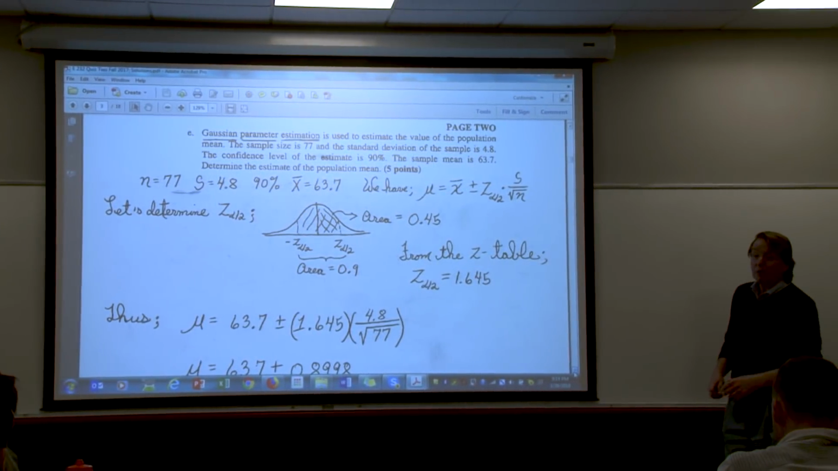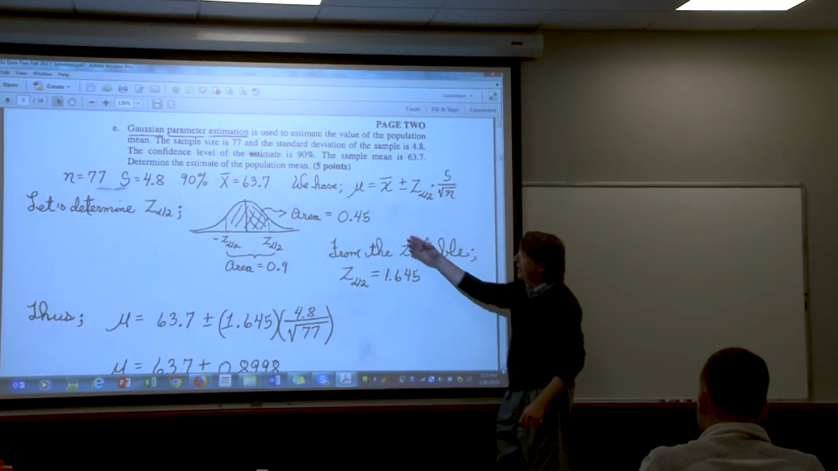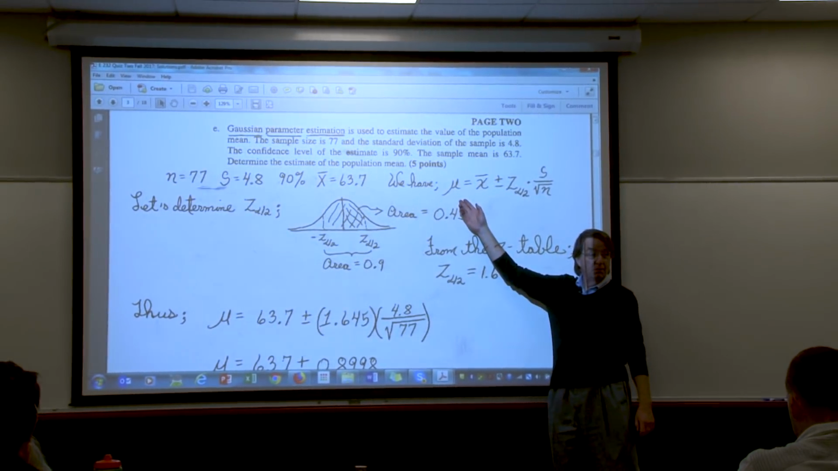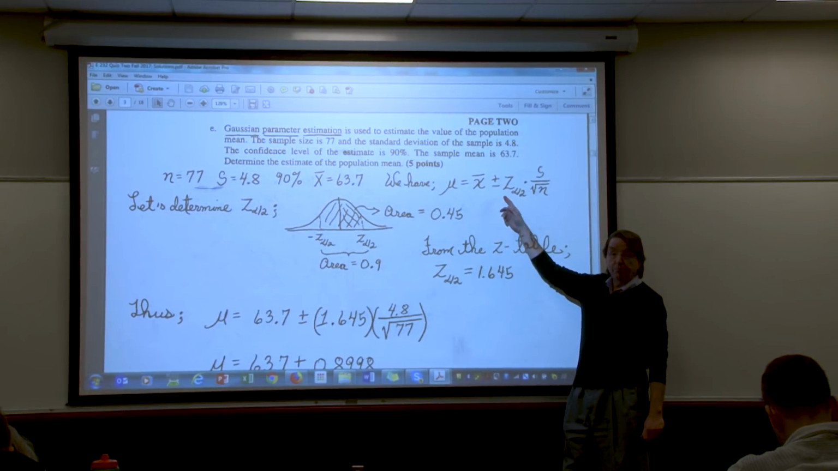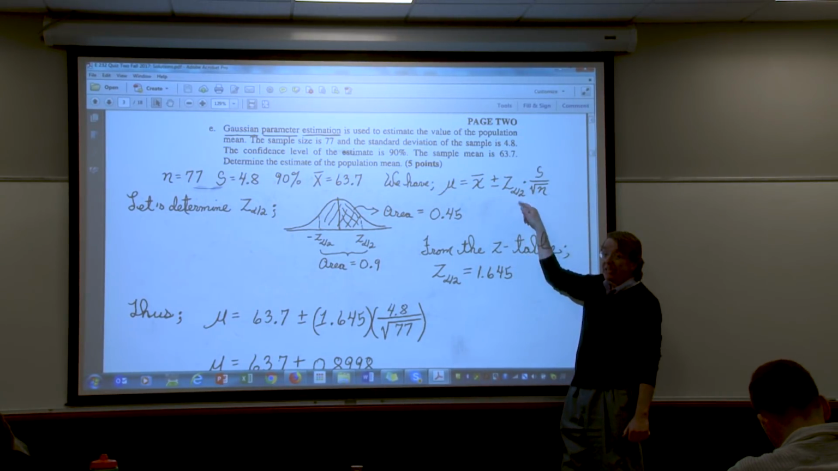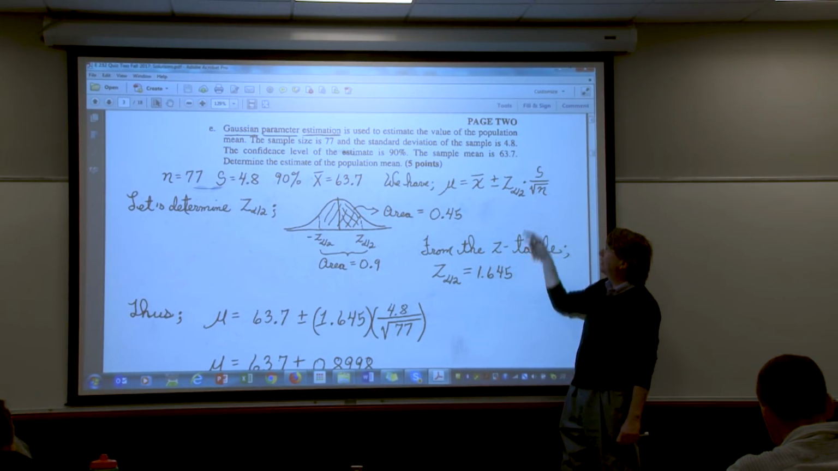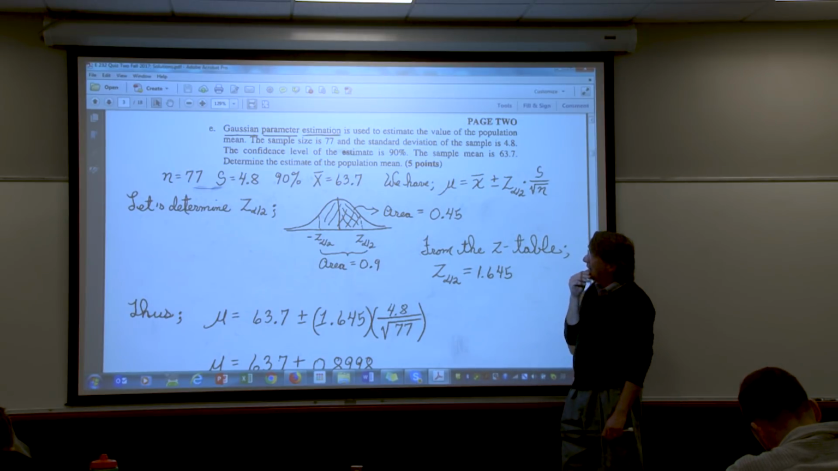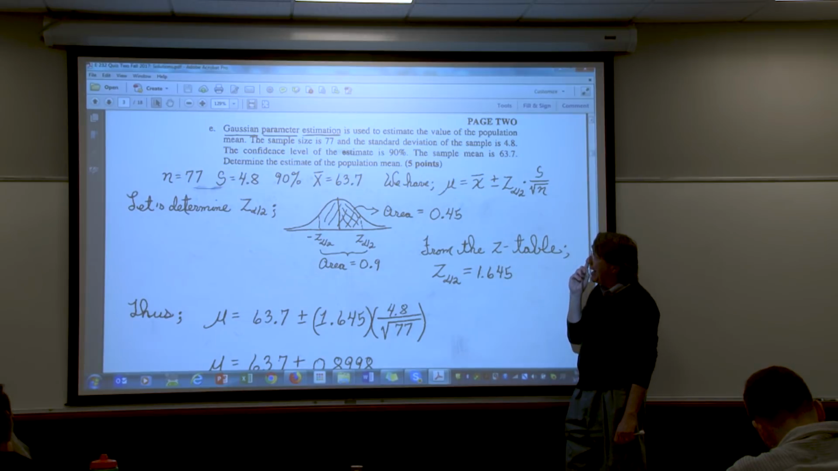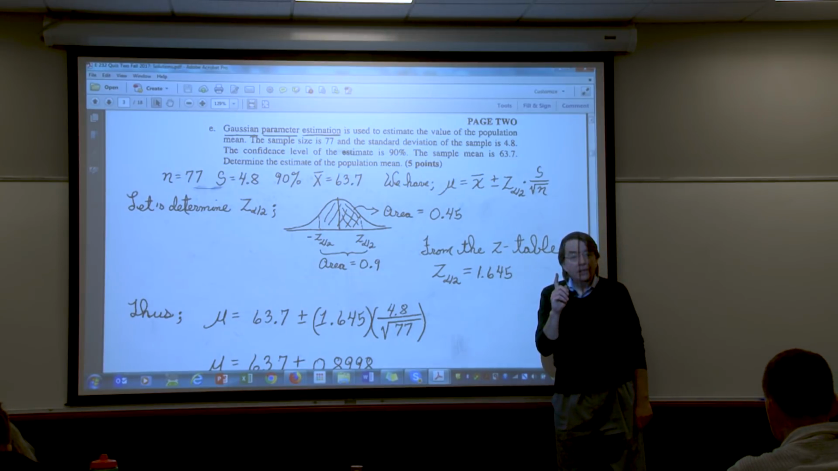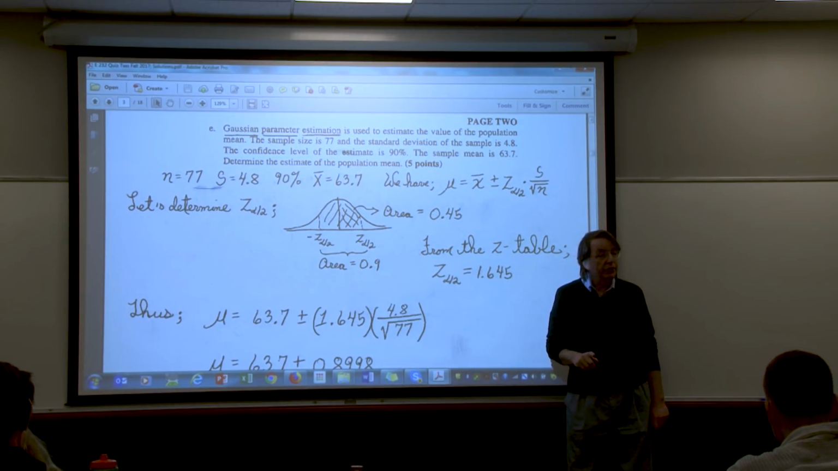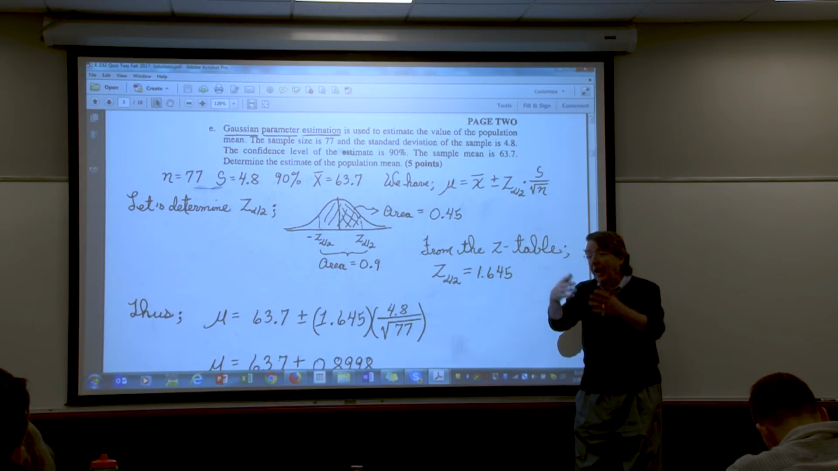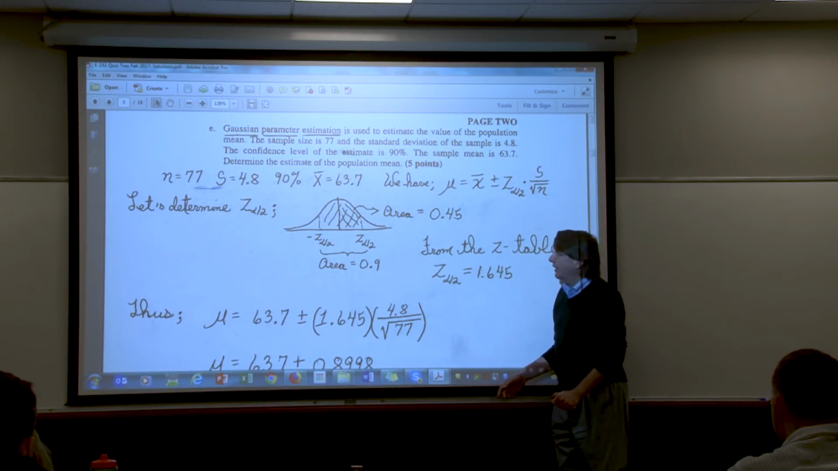So what do I remember from our exciting lecture on Friday? This formula here. Mu equals x bar plus and minus, and then the z sub alpha over 2 times s over the square root of n. Now, I think I have everything except the z sub alpha over 2. And you know me by now, I like to draw this so I don't make a mistake.